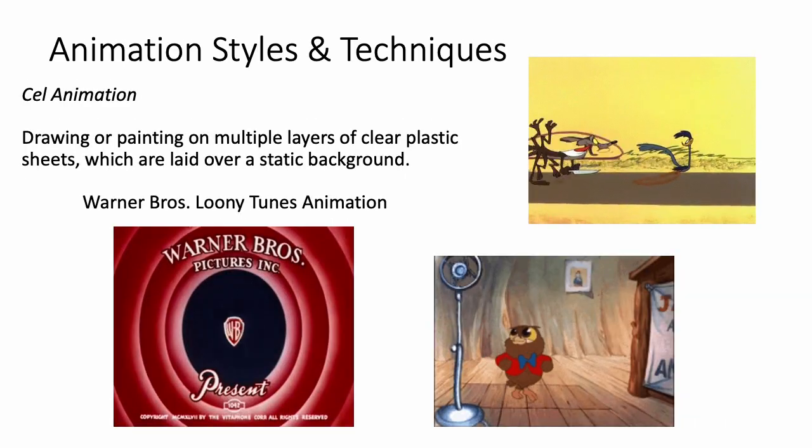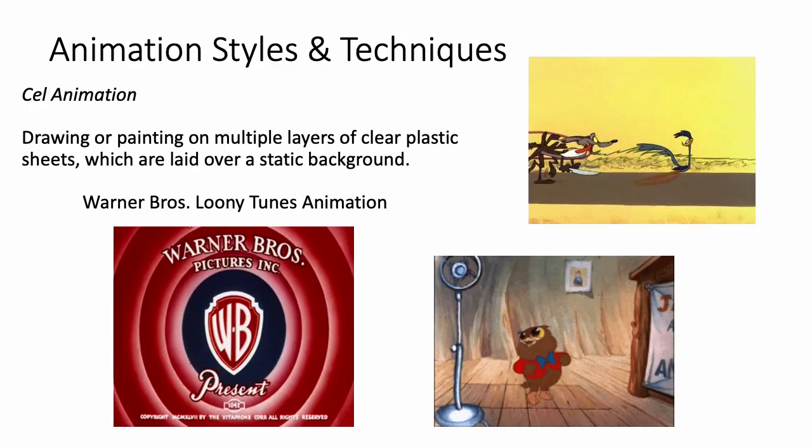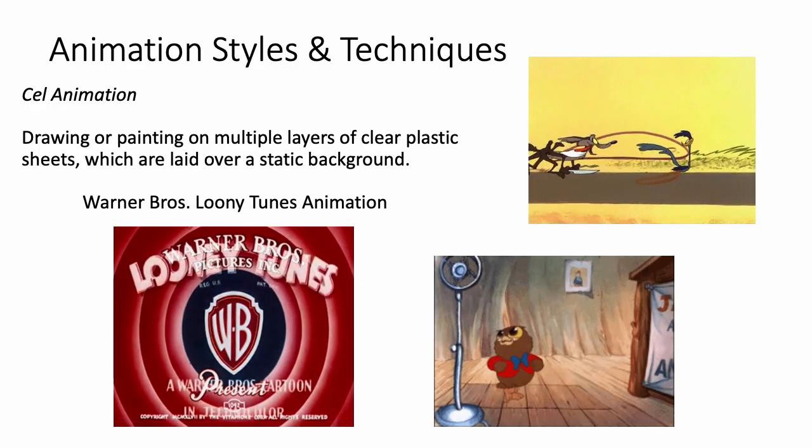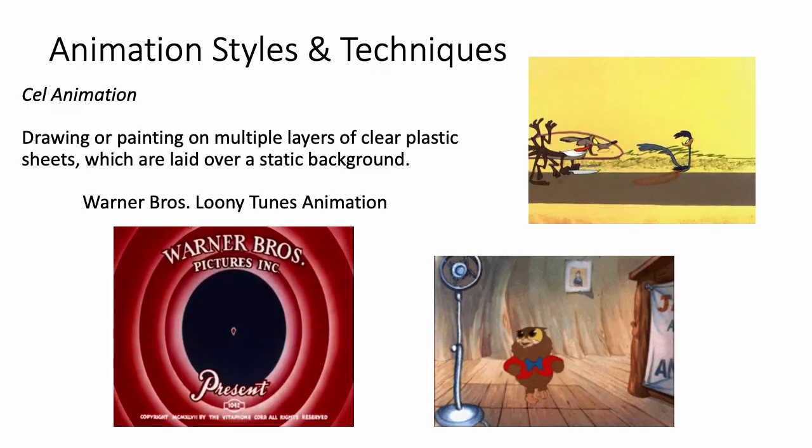Cell animation is accomplished by drawing or painting on multiple layers of clear plastic sheets, which are then laid over a static background. An example of this is the Warner Brothers Looney Tunes animation.